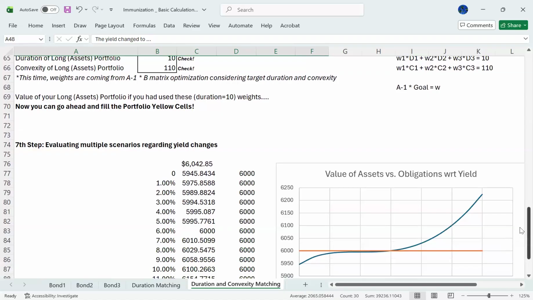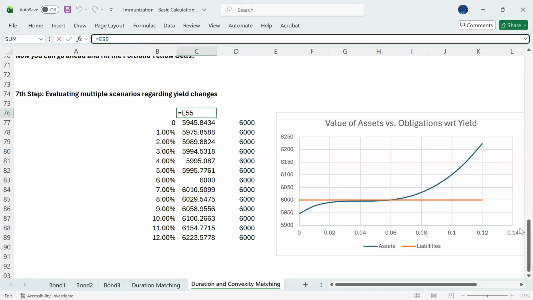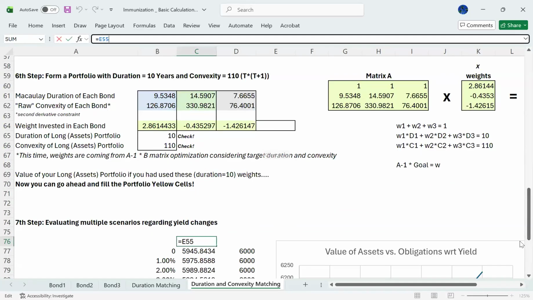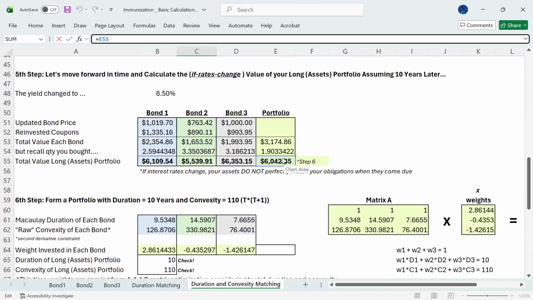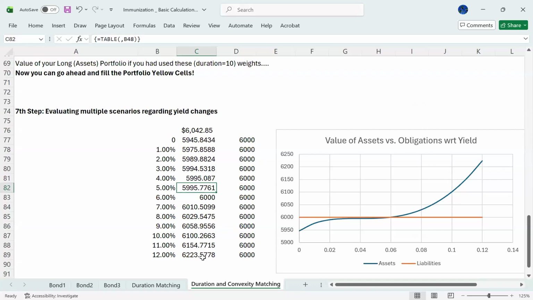Okay, and then this is the graph that is updated. I did the exact same thing. I referenced E55, which is the calculation here. That is the optimized portfolio from my matrix optimization solution, which gives me the weights that make these three equations, the system of equations, hold, right? So I just referenced this at the top, and then I created a data table here.